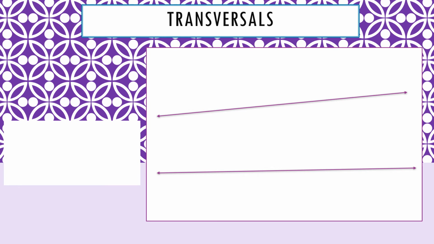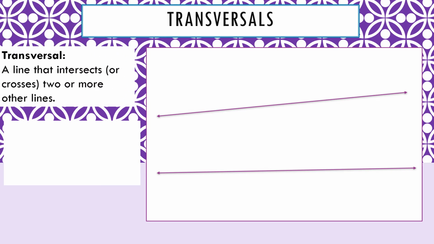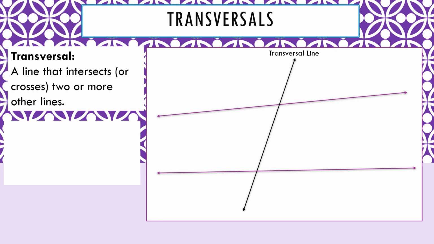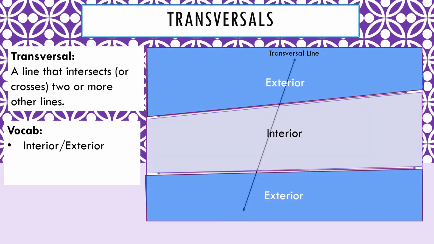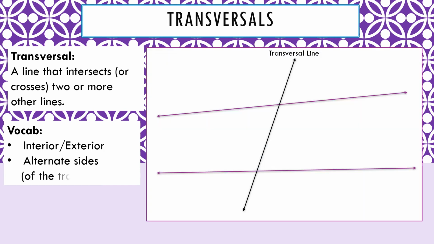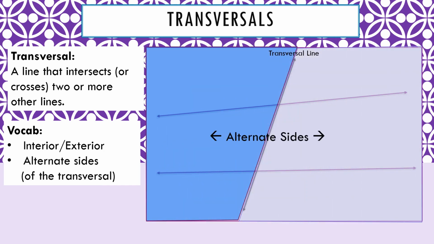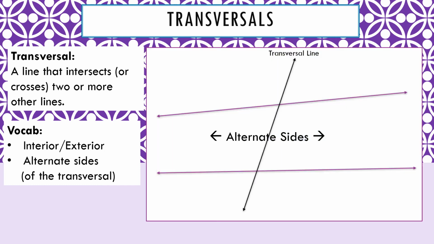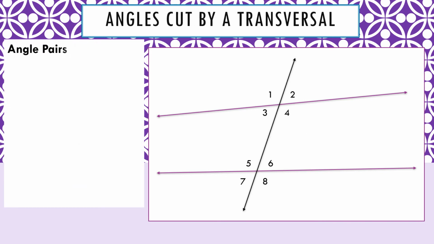All right, so transversals. A transversal is a line that intersects or crosses two or more other lines. So you can see you have your two lines that are not parallel, and then you have the transversal that cuts through it. Some vocab here is interior and exterior. Interior is the inside, exterior is the outside. Alternate sides of the transversal, you have the left side and the right side of the transversal.